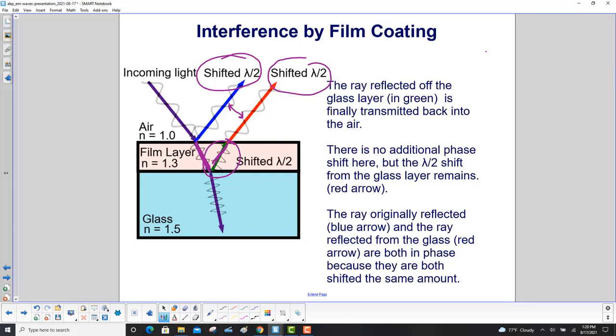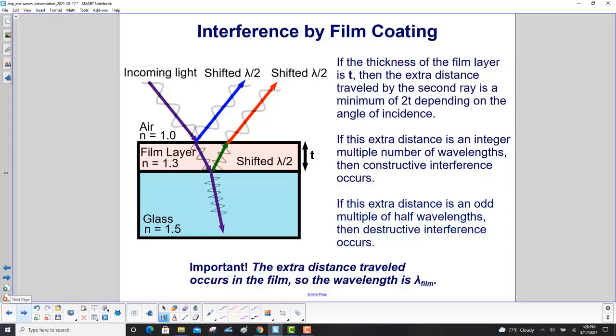The ray originally reflected, the blue arrow, and the ray reflected from the glass, the red arrow, are both in phase because they are both shifted the same amount. If the thickness of the film layer, that's this right here, is t, then the extra distance traveled by the second ray is a minimum of 2t, depending on the angle of incidence.